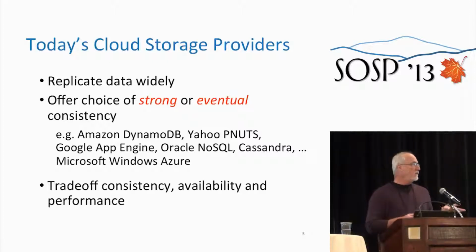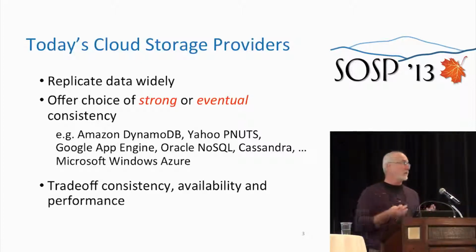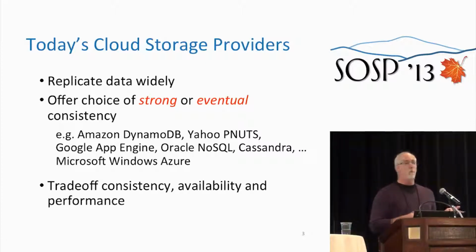In the face of such widespread replication, one of the key design decisions facing these cloud providers is what consistency do they provide to their customers? There's no correct answer. So if you look at today's cloud storage providers, many of them actually provide a choice of two types of consistency, strong consistency and eventual consistency. Again, as we saw in the previous talks, these are out there in the world. This allows the application developers to choose a point in this complex space of trade-offs between consistency, availability, and performance. Applications can choose a point in that space that meets their application needs.